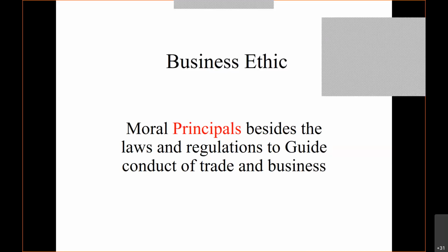Laws are, of course, things that you are familiar with and don't need a definition here. For example, someone who has committed murder would be in trouble with the police. So these laws and regulations guide conduct of trade and business. How do we do business and how do we trade with each other? And this definition tries to say that moral is beside the laws and regulations. So it tries to say it has to do with fair dealing, something that we won't get in trouble for under the law, but it's not fair to do.